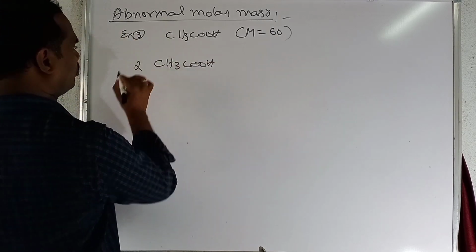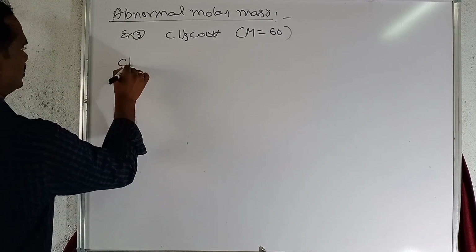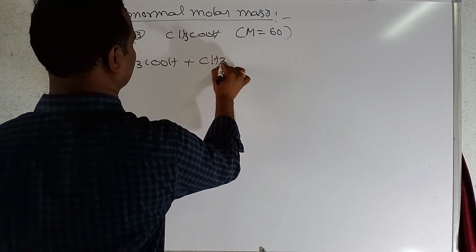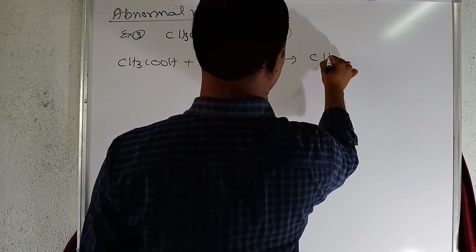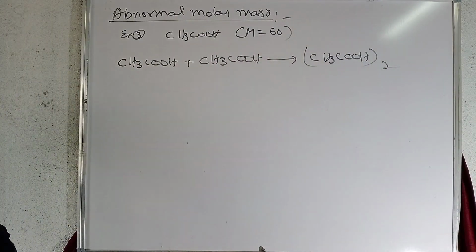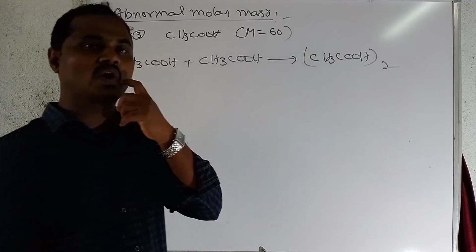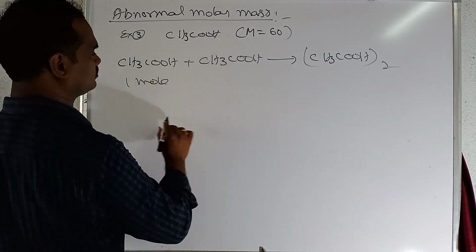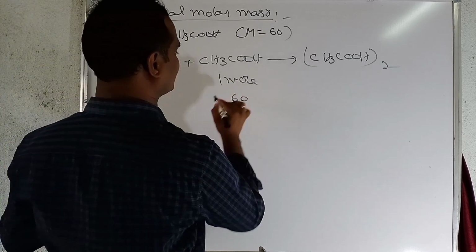CH3COOH, 2 moles I am taken, otherwise you write like this: CH3COOH plus CH3COOH gives rise to... CH3COOH taken twice. Here 2 moles of molecules combine together to form 1 mole. This is what we call dimerization. Here this is 1 mole, this is another 1 mole. Its mass is 60. This mass is 60.